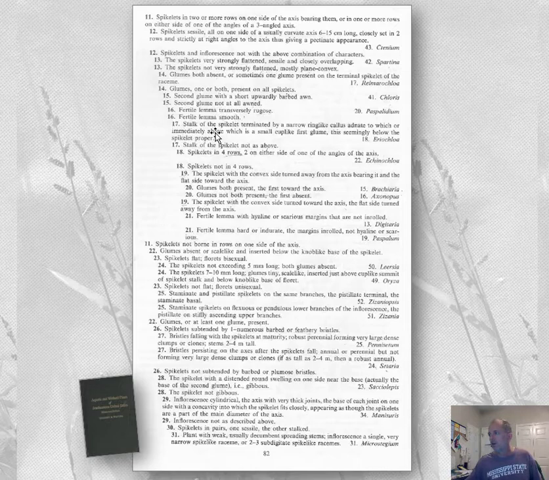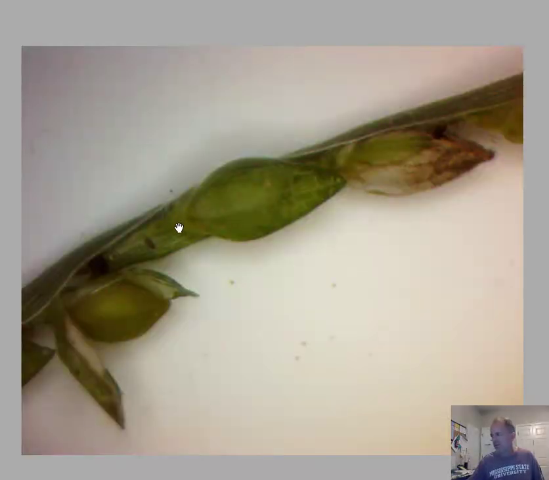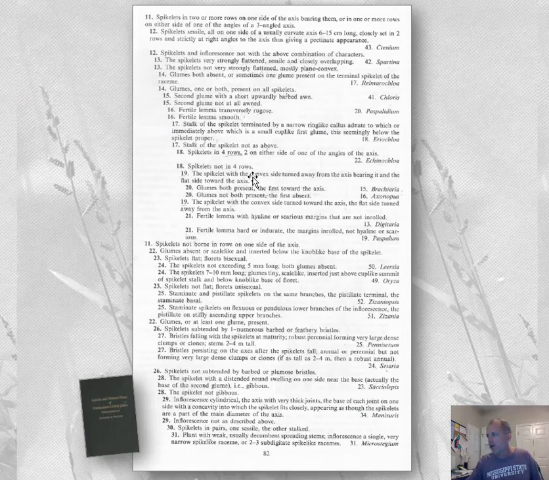Then we have the stalk of the spikelet terminated by a narrow ring-like callus to which, et cetera, et cetera, et cetera, a cup-like first gloom. And so it just doesn't have that group of characteristics. So there's not a kind of a ring at the top of the thing, which actually is a cup-like first gloom. That would be at the tip of the little stalk here, and it's something that's relatively obvious when you have that present, and that's not present, so we don't have that structure there. So it's not as above. So now we're down in here, we're narrowing it down to a group of, what's that, 5? Spikelets in 4 rows.